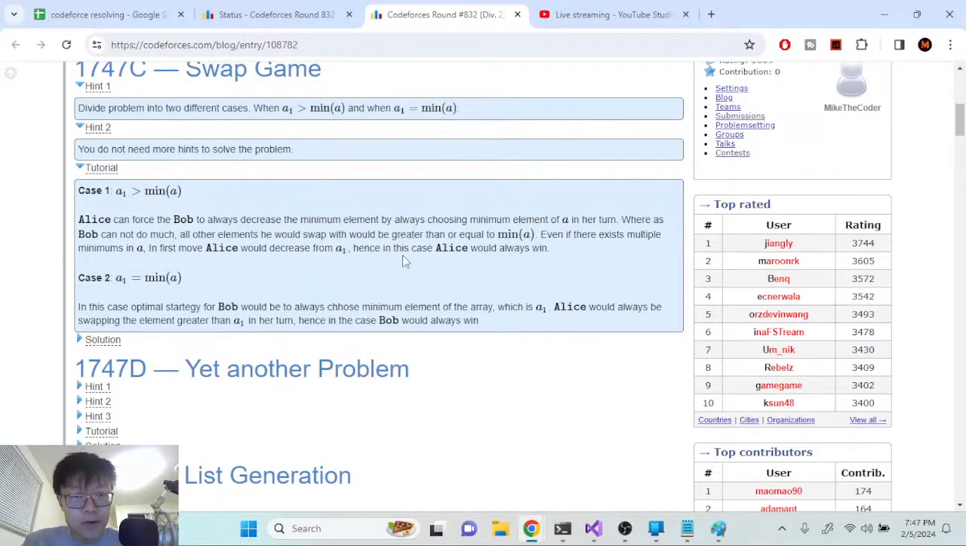Alice can force Bob to always decrease the minimum number by always choosing the minimum number of A in her turn. Yes, that's what I've said. Whereas Bob cannot do much. All other elements he would swap would be greater than or equal to min A. Even if there exist multiple minimums in A, in the first move, Alice would decrease from A1. Hence, in this case, Alice would always win. When A1 is equal to min A, Bob would always choose the minimum element of the array, which is A1. Alice would always be swapping the element greater than A1.